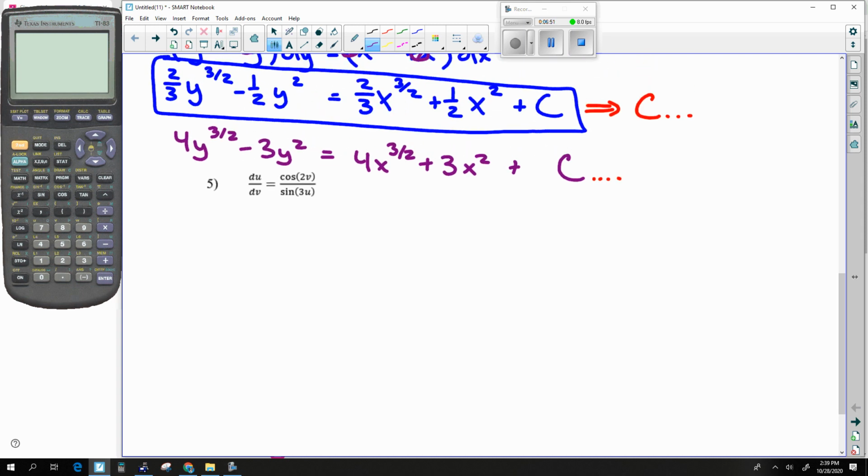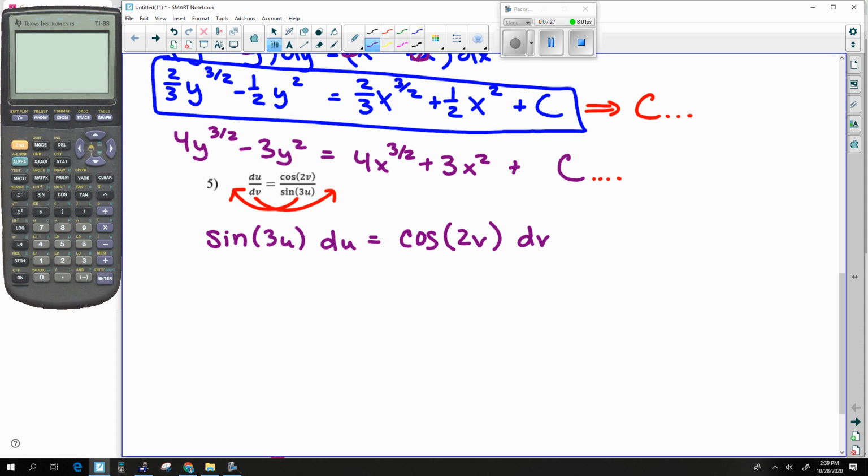Anyways, I like the one with fractions. I don't like messing around when I don't have to mess around. All right, so I multiply the dv and I multiply the sine at the u to the other side. So this is going to yield sine 3u with the du. And then I have the cosine 2v, and that's with the dv. All right, so all u's are on the left, all v's are on the right.